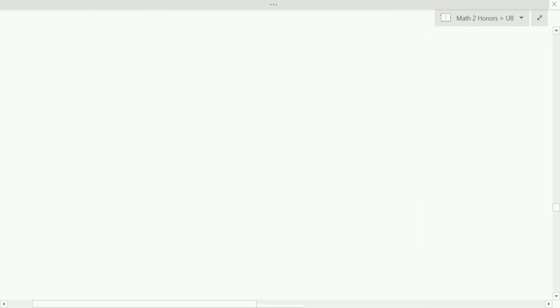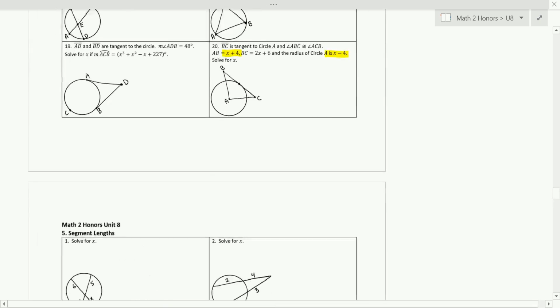7 looks like a fun one, doesn't it? Okay. Oh, it disappeared. Where'd it go? Try that again.